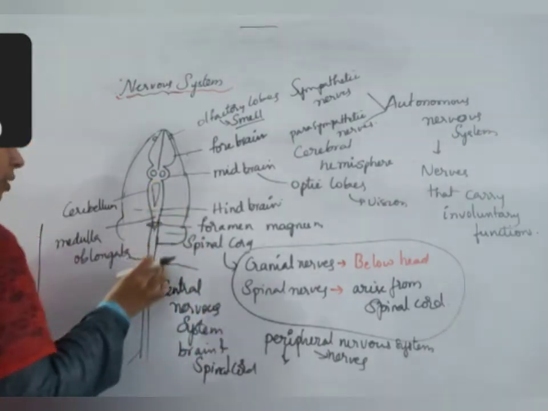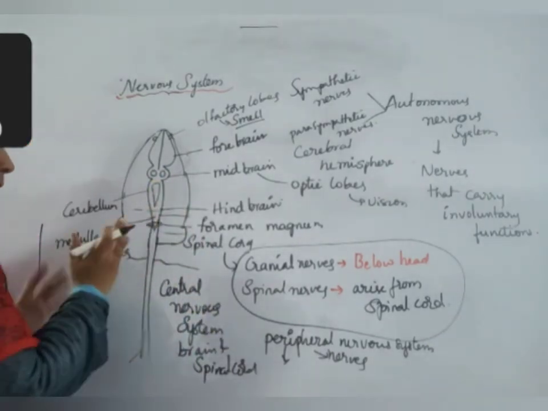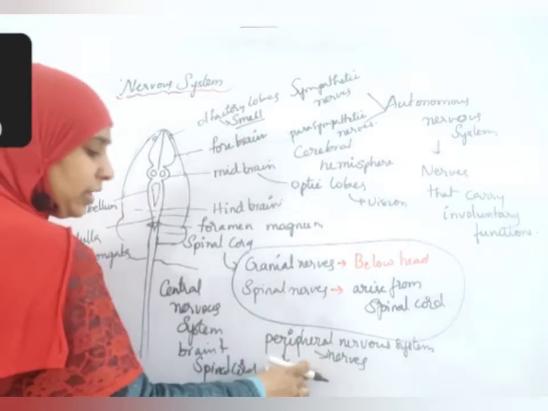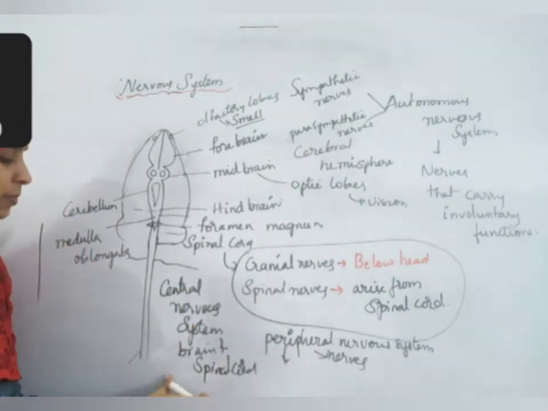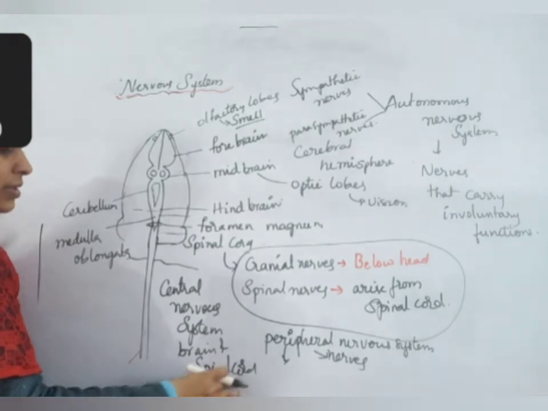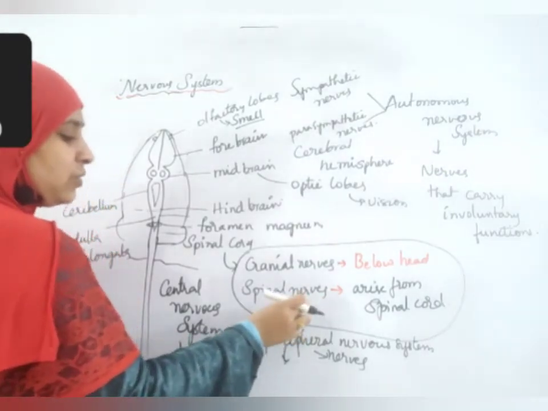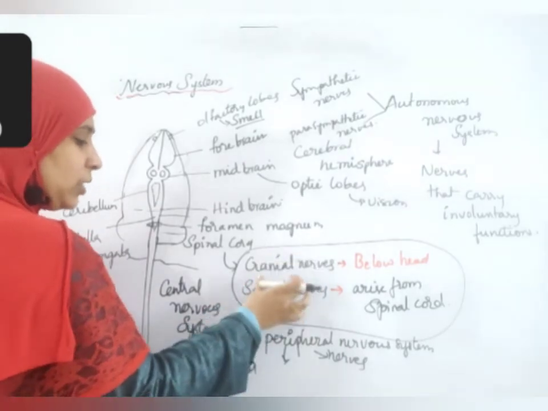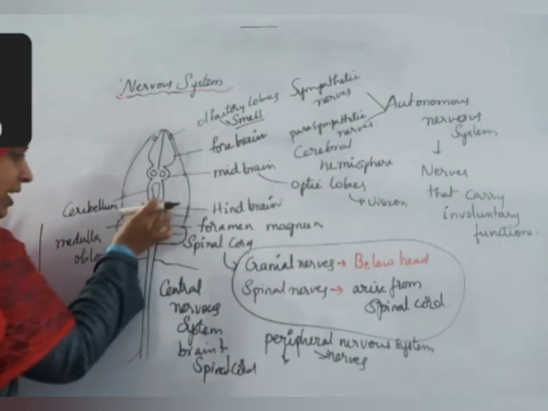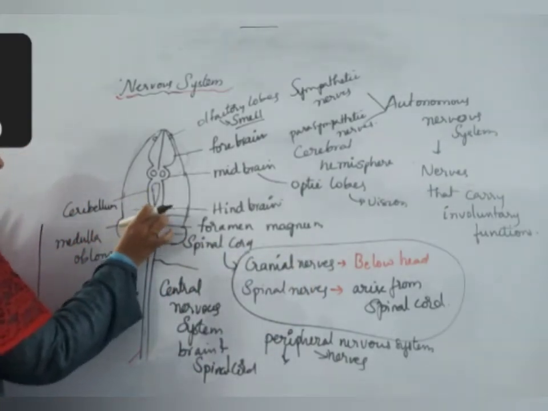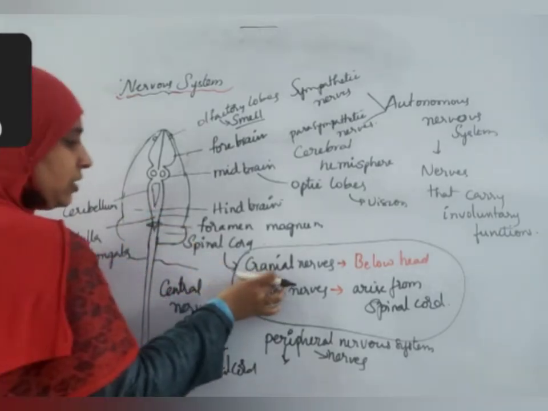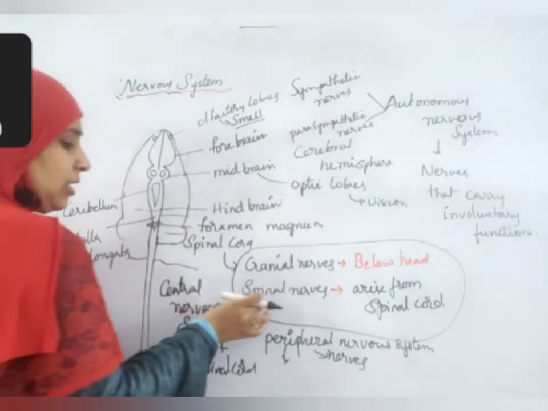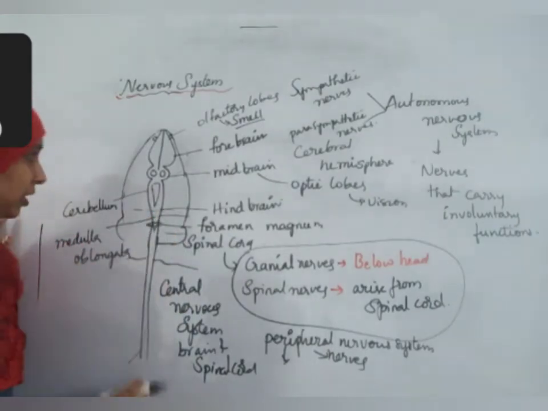And the nerves that are arising from the body are coming under the peripheral nervous system, and the brain and spinal cord are coming under the central nervous system. The nerves that arise near the brain region, just below the head, usually from the brain stem, are called cranial nerves. And spinal nerves arise from the spinal cord.